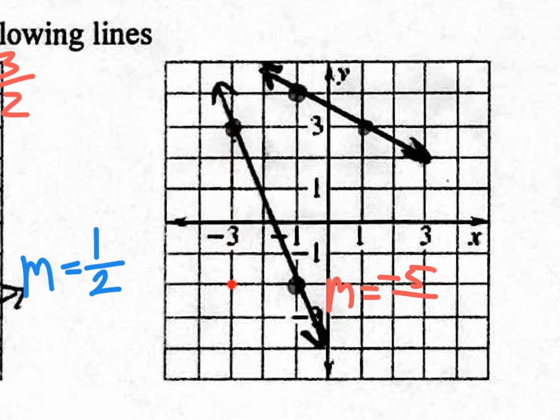Now, how much do you run? Remember, run is from left to right, so you're going 1, 2. So you're going to run 2 spaces. So the run is positive 2. So the slope for this line is negative 5 halves. Let's take a look at the other line.